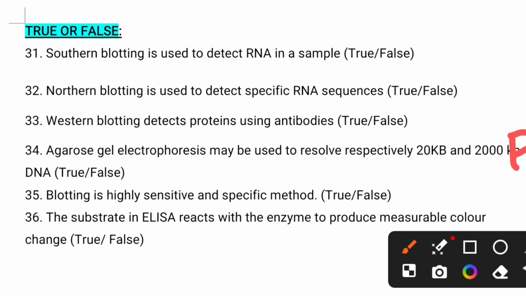Blotting is a highly sensitive and specific method. For this, the correct answer is true. Yes, it is a sensitive and specific method. Next question. The substrate in ELISA reacts with the enzyme to produce a measurable color change. Yes, so this one is also a true statement. Okay, so this is all about the questions. Now I'm going to give you the questions with answers.